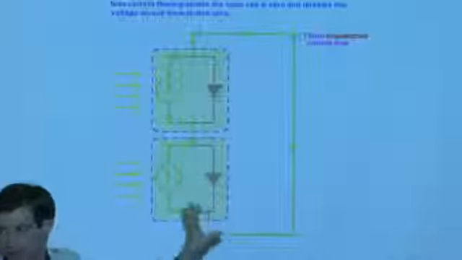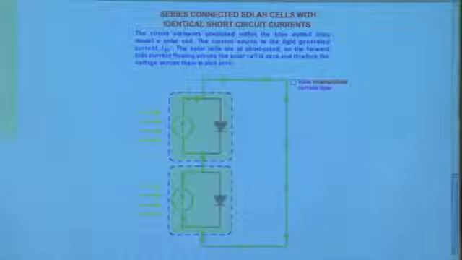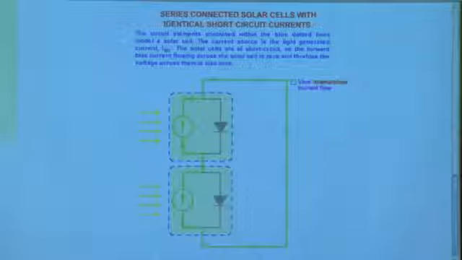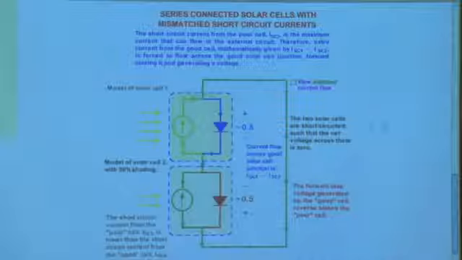This is in short circuit conditions. So there's no voltage. There's no potential across either cell. It's in short circuit conditions, and current is flowing through this circuit right here. Now I'm going to mismatch the two cells. I'm going to exchange one of the cells for a bad apple.